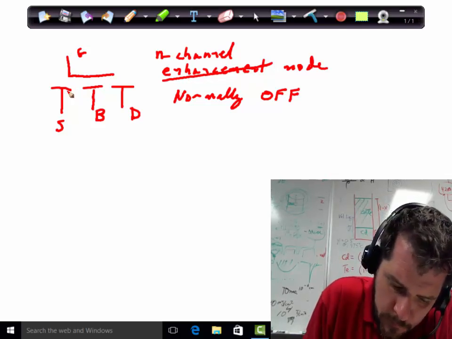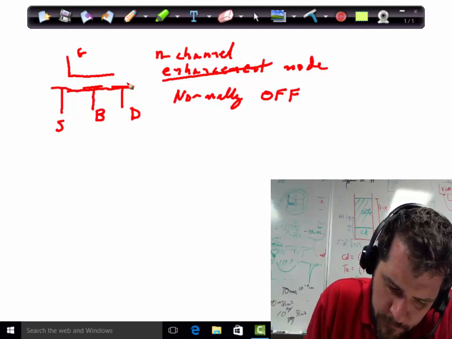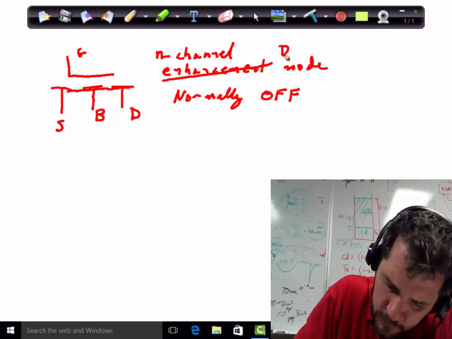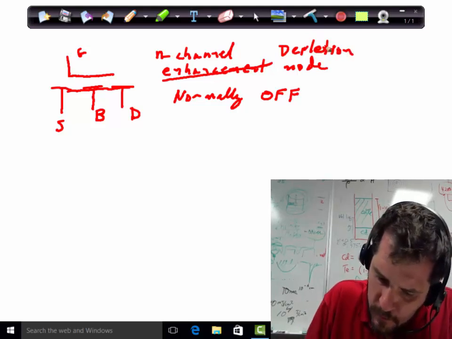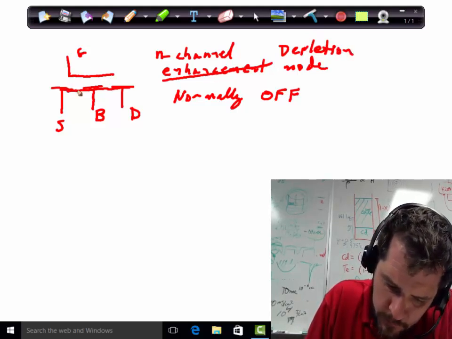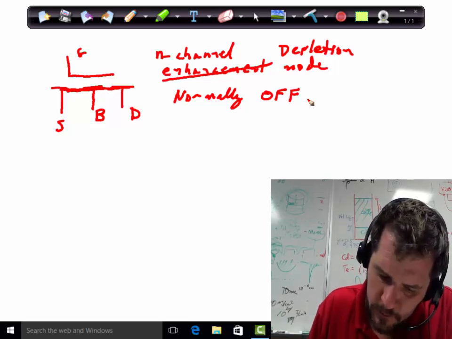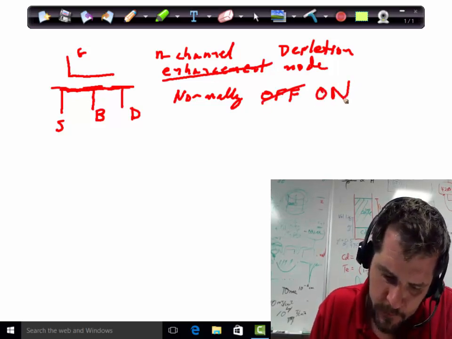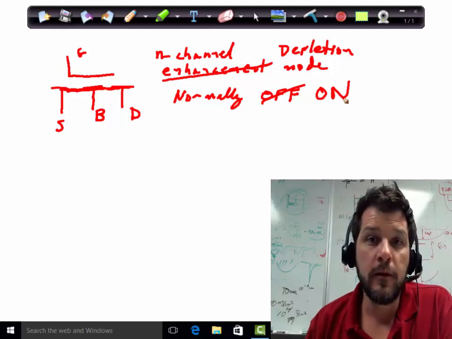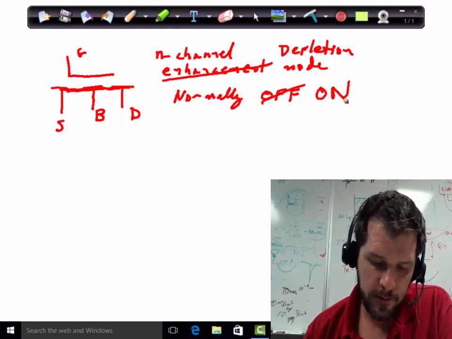The circuit symbol for a depletion mode device would have a connected line between the source and drain, and instead of being normally off, this will be normally on, and that's the idea shown in the connected line.